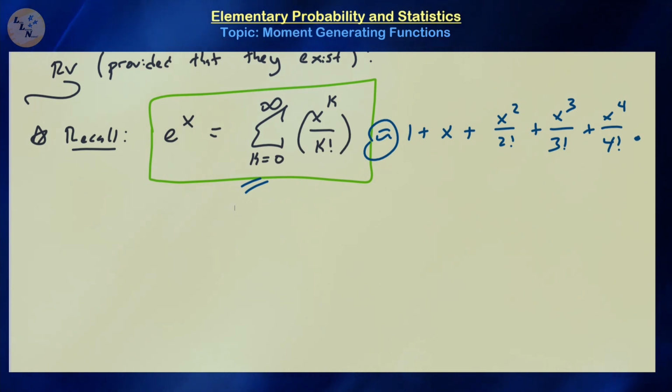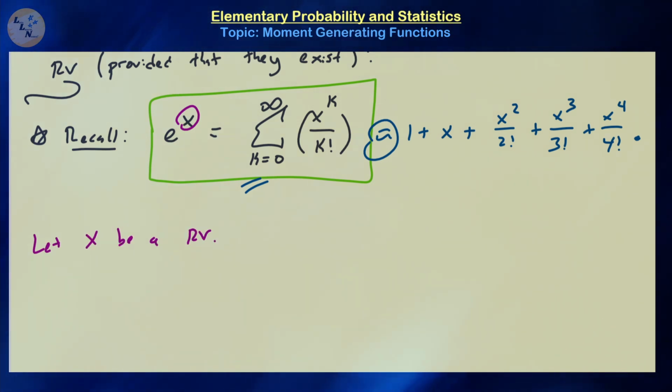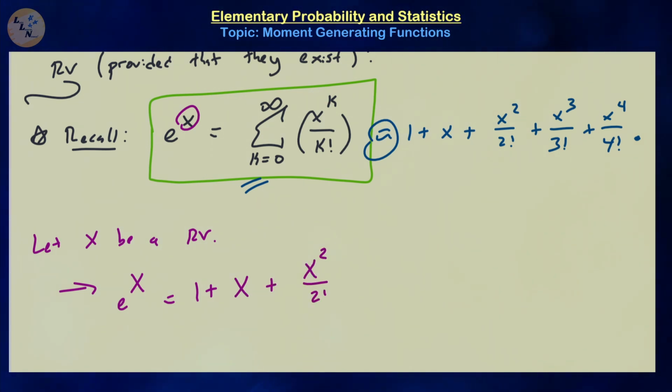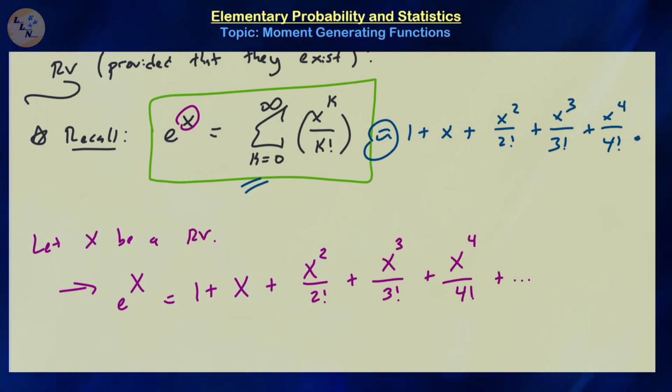Now what I'm going to do is replace this number x with the random variable X. So we're going to let X be a random variable. If that's the case, that means e to the random variable X is going to be equal to 1 plus the random variable X plus the random variable X squared over 2 factorial plus the random variable X cubed over 3 factorial plus the random variable X to the fourth over 4 factorial, all the way outwards.